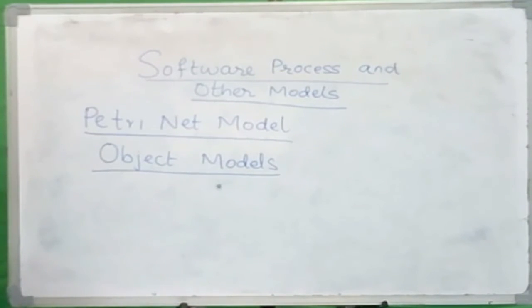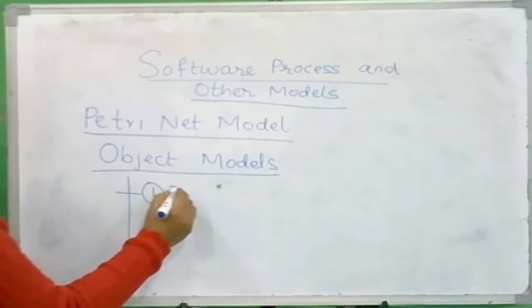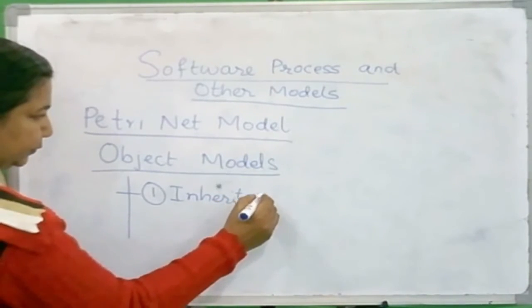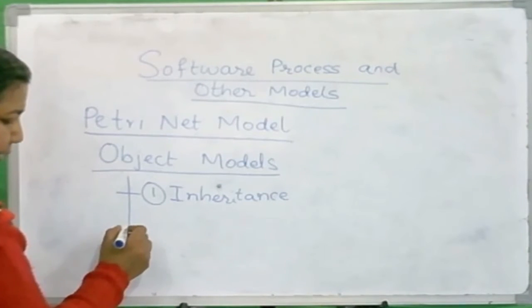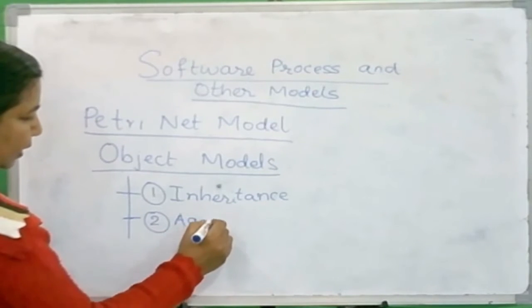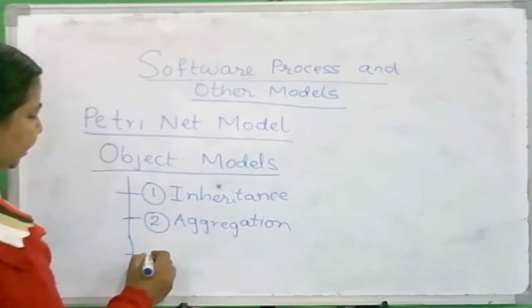Also, at each end, a multiplicity may be given indicating how many different associations of the same kind are allowed. The three major types of relationships which are depicted are: first, inheritance; second, aggregation; and third, association.